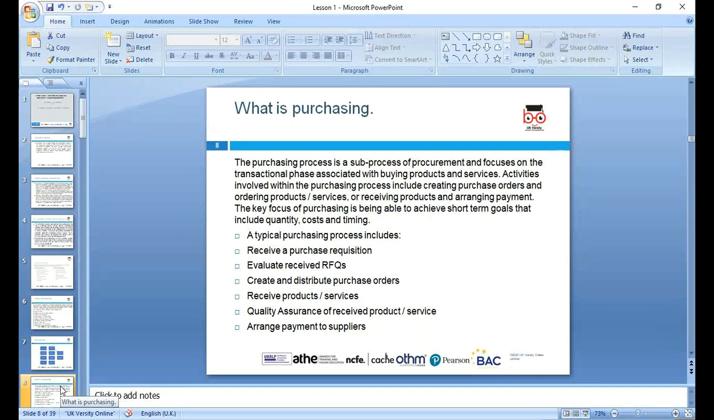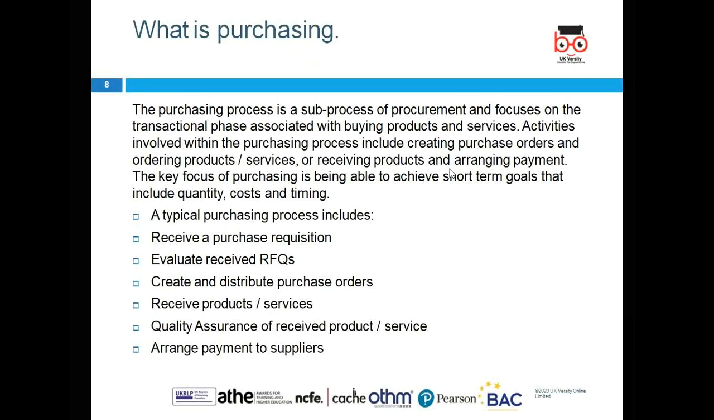Next we're looking at purchasing. Purchasing is a sub-process of procurement, focusing on the transaction phase associated with buying the product. Activities involved in the purchasing process include the purchase order. Do you know what is meant by a purchase order? Who raised the purchase order? What do you think? The production planner. Normally we can request to the purchase department, yes. Then they can get the quotation first and then we can raise the purchase order, yes.